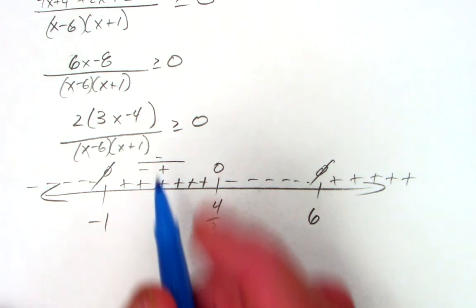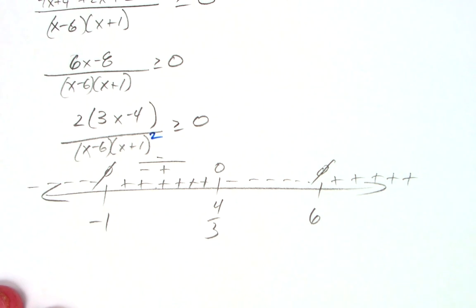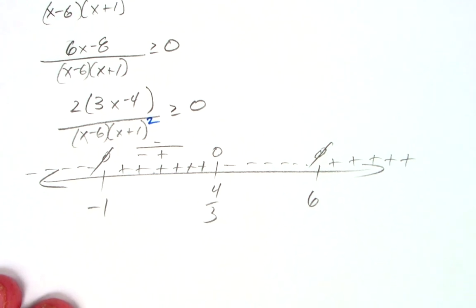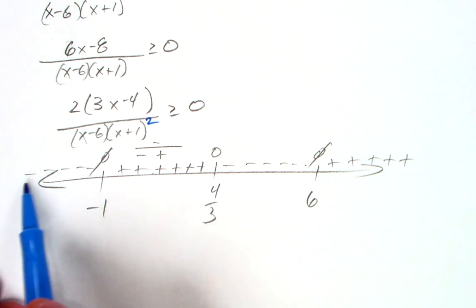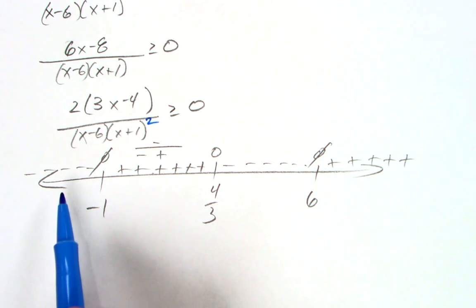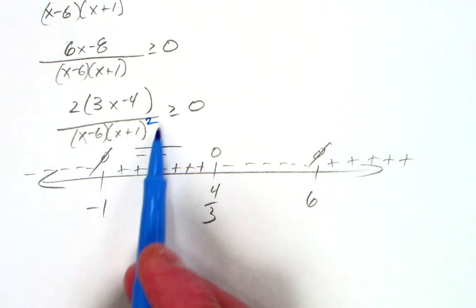Now, I do want to show you something. If this was squared, then something would change. This right here would be positive through here. But you can do that by checking points as well. Why? Because that's a double root. There's no sign change there.